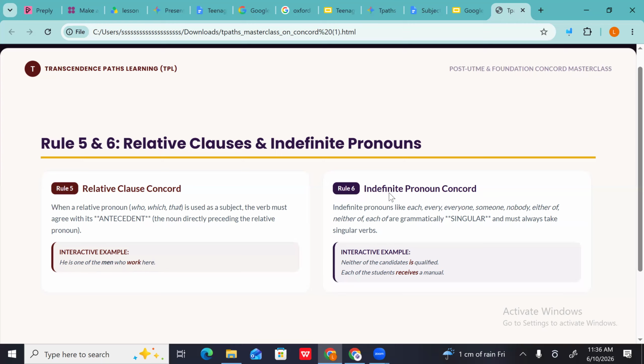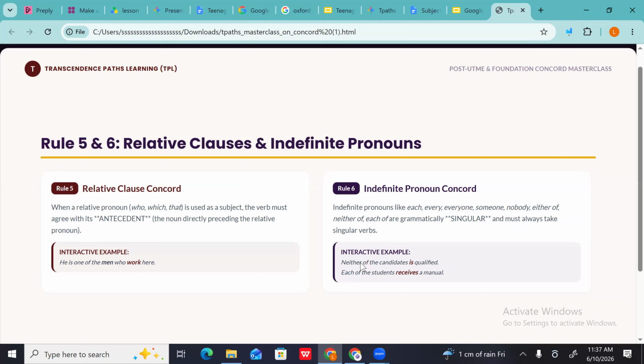The next one is rule 6, indefinite pronoun concord. Indefinite pronouns like each, every, everyone, someone, nobody, somebody, either of, neither of, each of are grammatically termed as singular. Even everyone. I think many students do mix it up. Whenever you have any indefinite pronoun, please treat it as singular, and it must always take singular verbs.